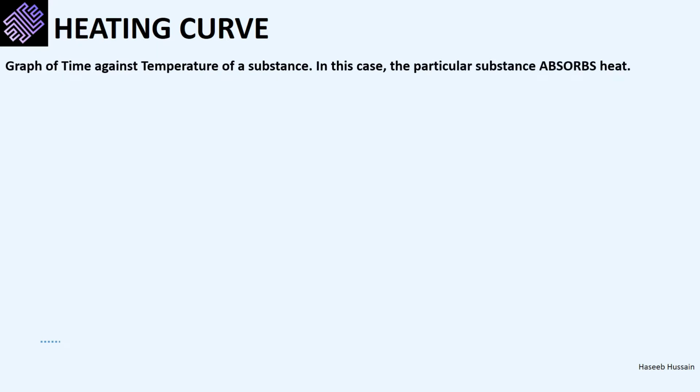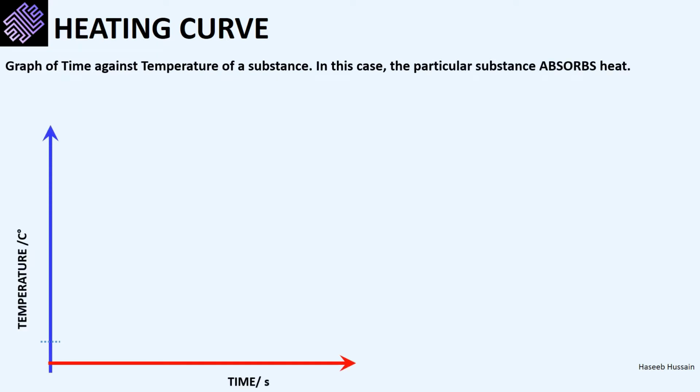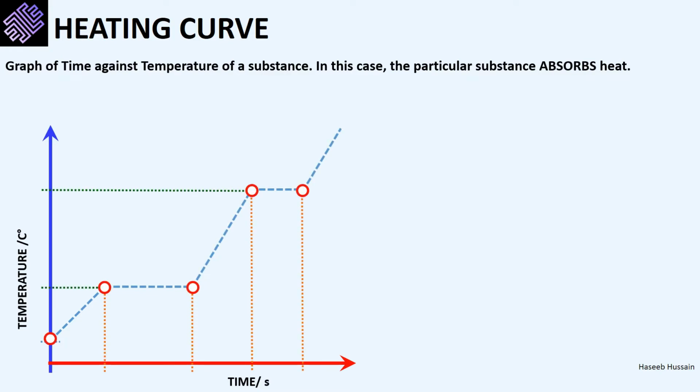Heating curve is a graph of time against temperature, with time on the x-axis and temperature on the y-axis. So when a solid is heated until it transforms into a gas, we get the following stepped graph. This graph is a mixture of individual graphs we discussed previously. It is important to recognize the two stages that make up the graph.